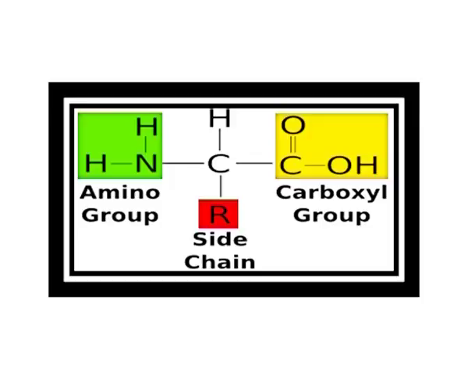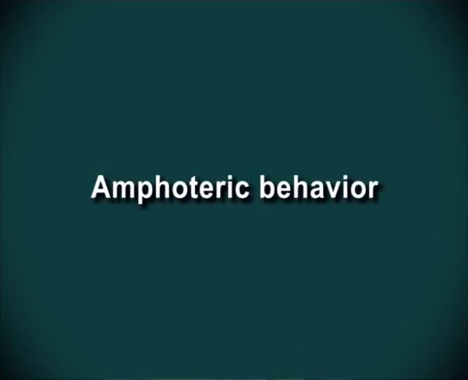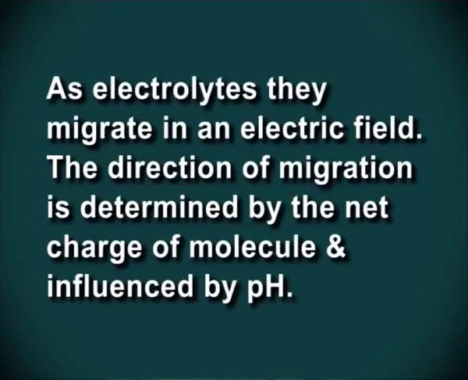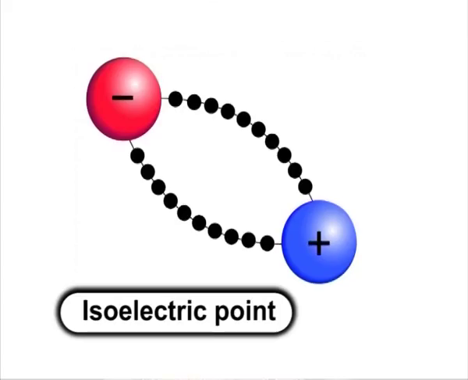Coming to the physicochemical properties of proteins. First one is amphoteric behavior. Proteins are ampholytes, that is, they act as both acids and bases. As electrolytes, they migrate in an electric field. The direction of the migration is determined by the net charge of the molecule and influenced by pH. For each protein, there is a pH value at which its net charge is neutral and it will not move in an electric field. This pH is called the isoelectric point.